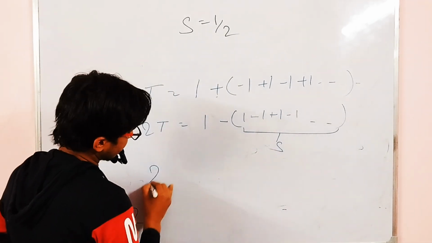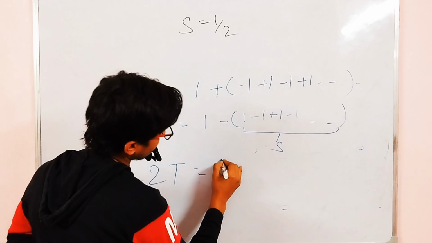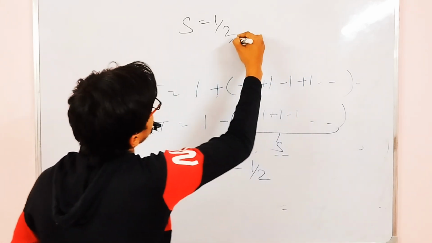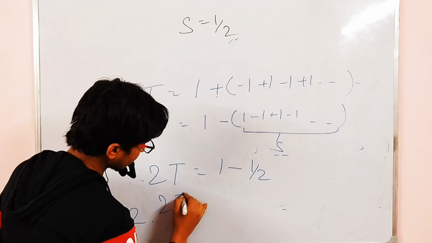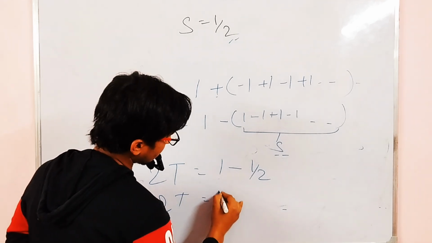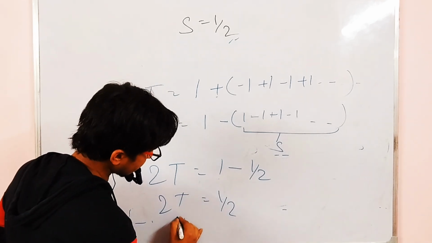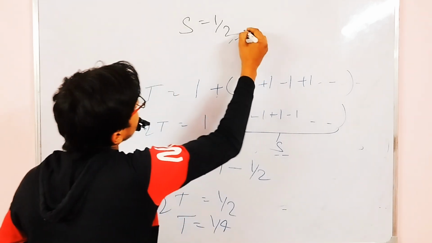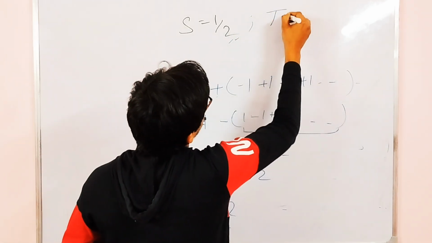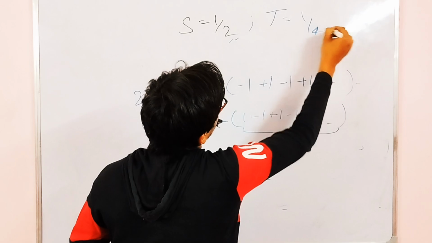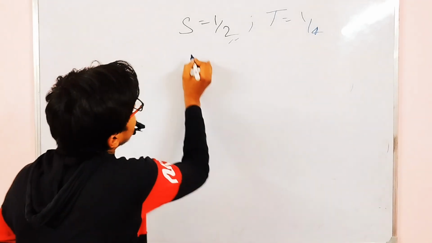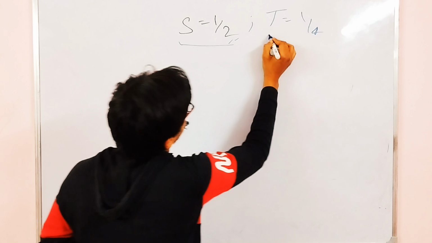Now you can say 2t is equal to 1 minus 1 upon 2, the value of the Grandi series which I have found out. So 2t is equal to 1 upon 2, so t is equal to 1 upon 4. So now we get the value of another series, that t is equal to 1 upon 4. Now we have the value of the Grandi series and of t.